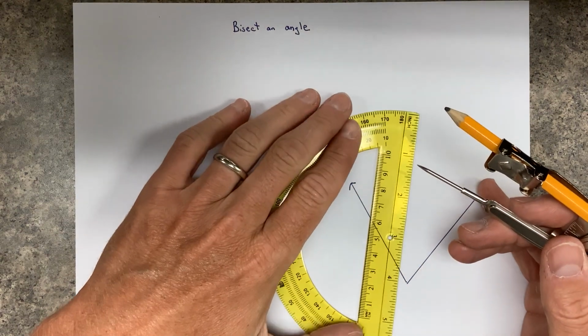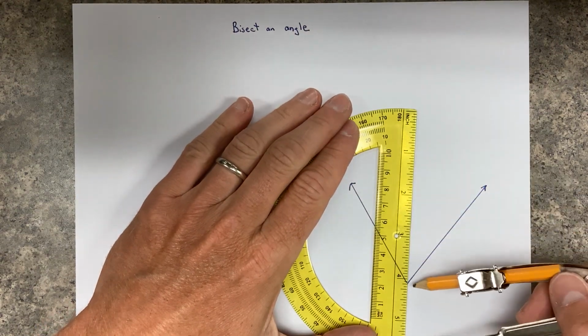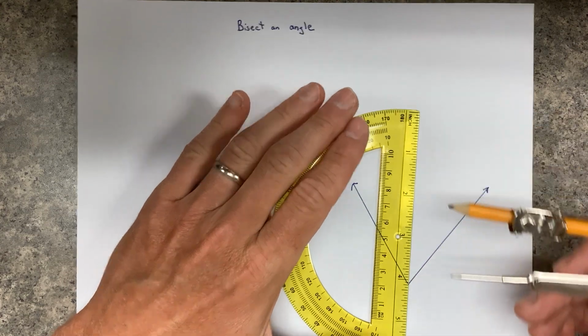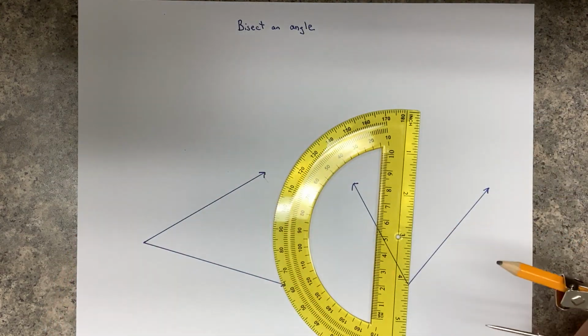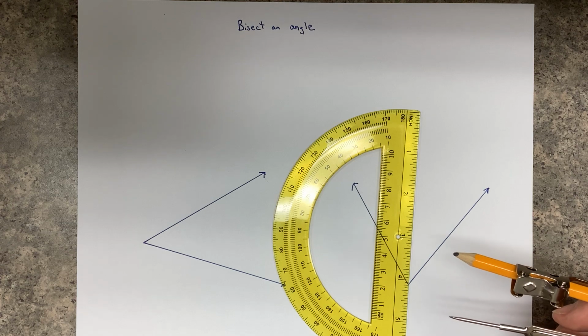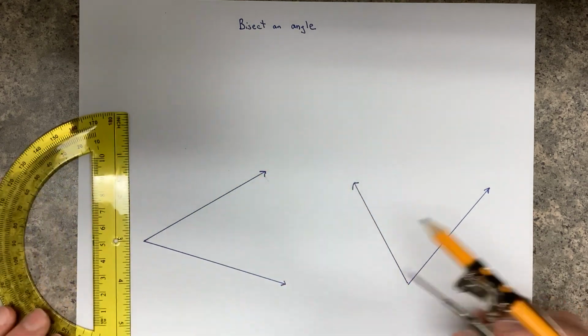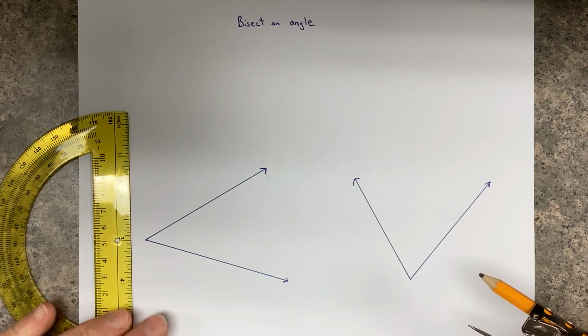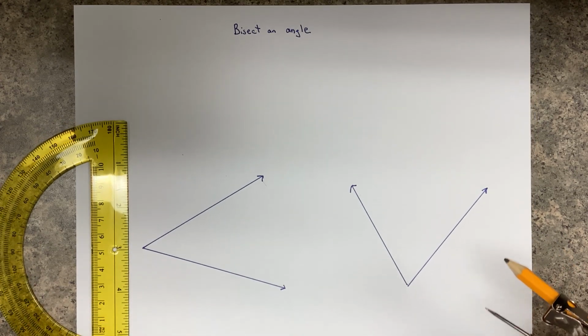Now again, it's one of those that you could guess. Sure, if I put my compass about right there and I went shoom, it's really, really close to cutting that in half. But again, I need to do a construction because I want it perfect. So I'm going to do two examples. I'm going to bisect this angle and I'm going to bisect that angle, meaning I'm going to cut it into perfect halves.